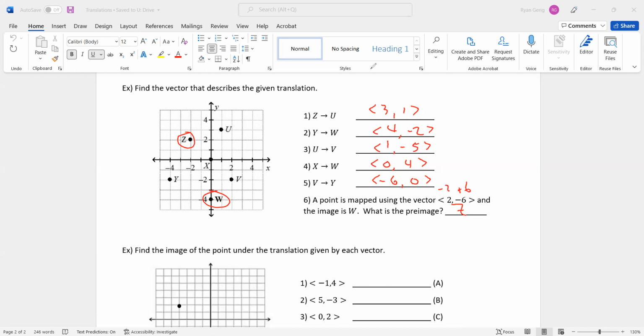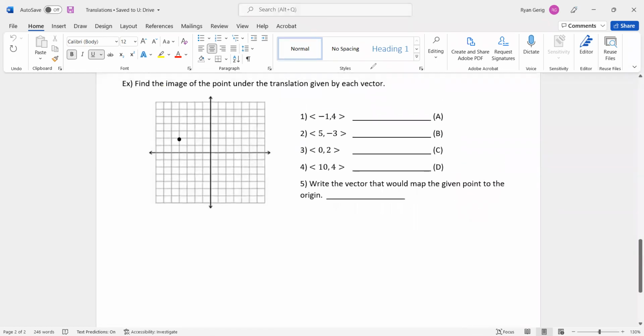Okay. Last thing with translations, really not much different. It's just another way of what you might see. Find the image of the point under the translation given by the vector. So I'm giving you the vector this time and 1 point and telling you to find the image. So -1, 4 means left 1 and up 4. Left 1, 1, 2, 3, 4, up 4. And we're going to call that A.